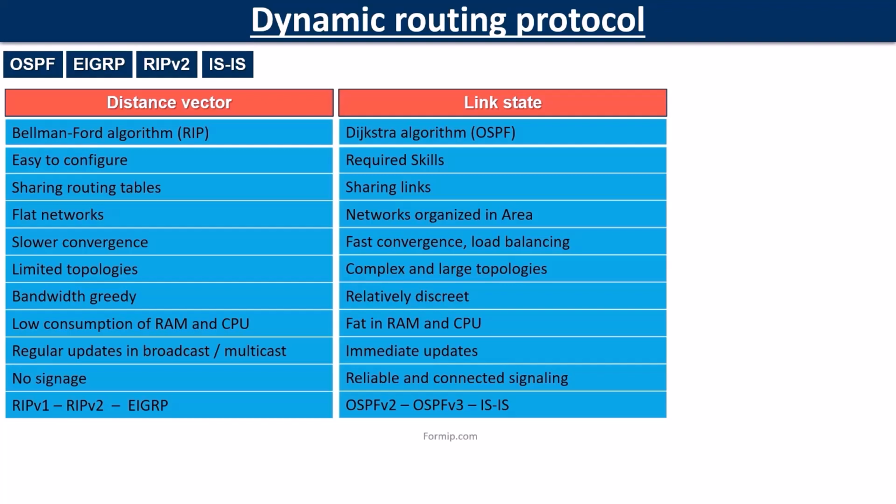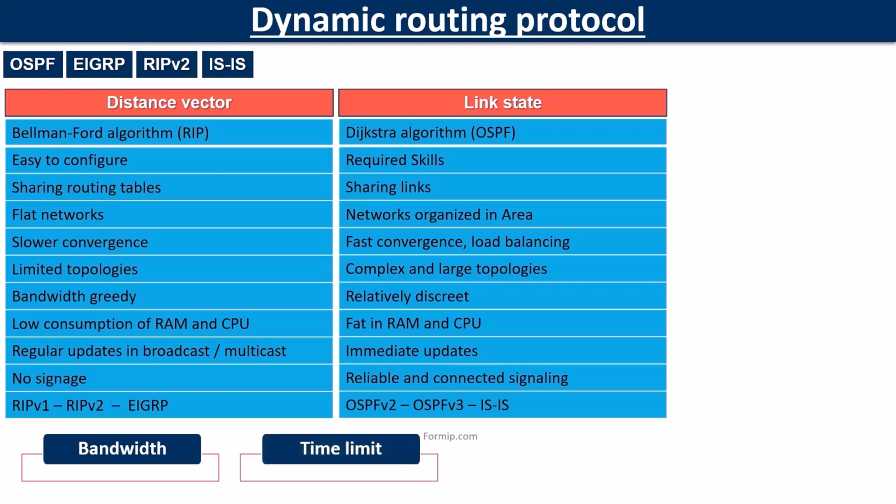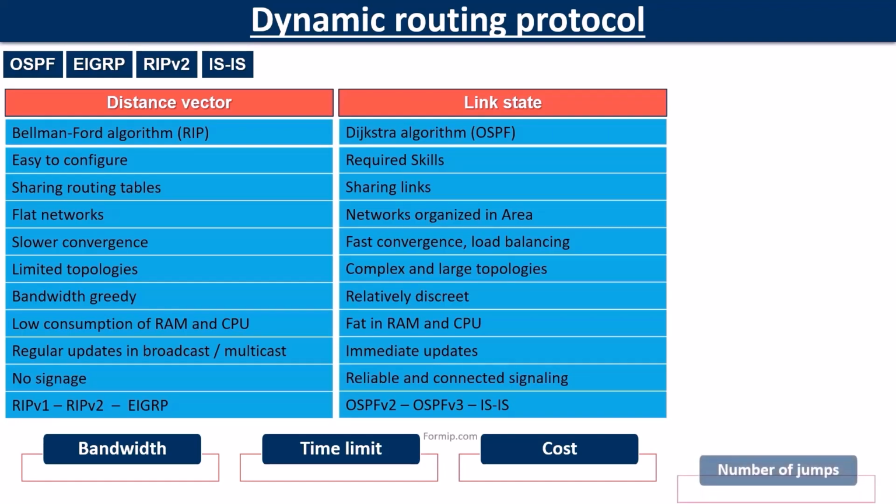Routers choose the best route to destination networks based on several criteria. We have the bandwidth. This is the throughput of the link between routers. There's delay. This is the time it takes for the IP packet to travel from one point to another. We have the cost, which is a predefined value that a network admin can manually modify if they wish. And we have the number of jumps, which is the number of routers that an IP packet must travel through before reaching its destination.